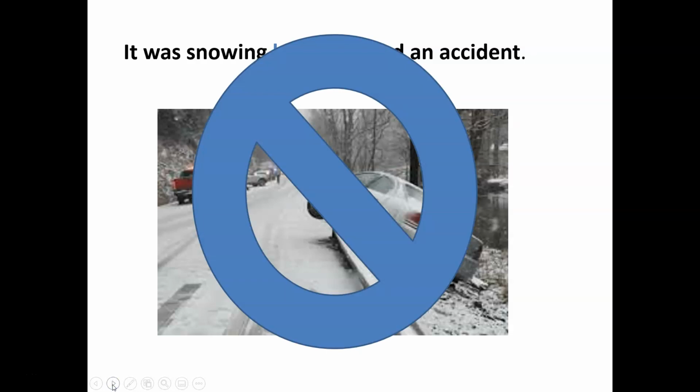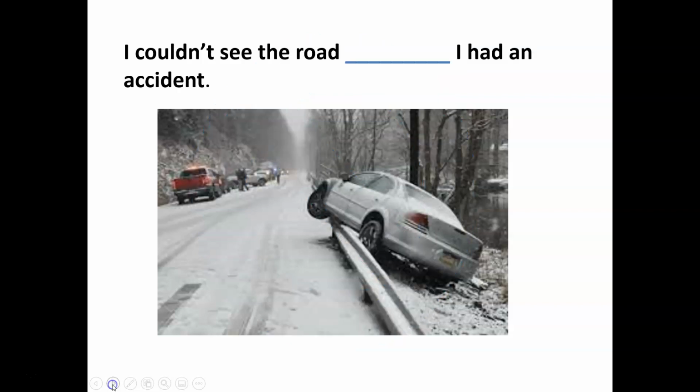We don't cause the snow. An accident cannot be the cause of snow. Cold weather, water in the air, whatever, that's the cause of an accident.